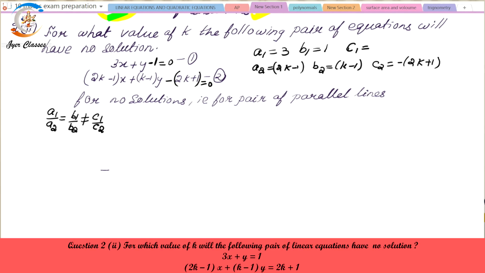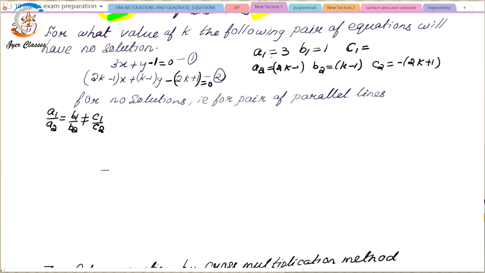Okay, for what values of k the following pair of equations will have no solutions? The equations are 3x plus y minus 1 is equal to 0 and inside the bracket it is 2k minus 1 x plus k minus 1 y minus 2k plus 1 is equal to 0. That is the second equation. So let us first write down the values of a1. You can see that here a1 is equal to 3 and b1 is equal to 1 and c1 will be equal to minus 1.